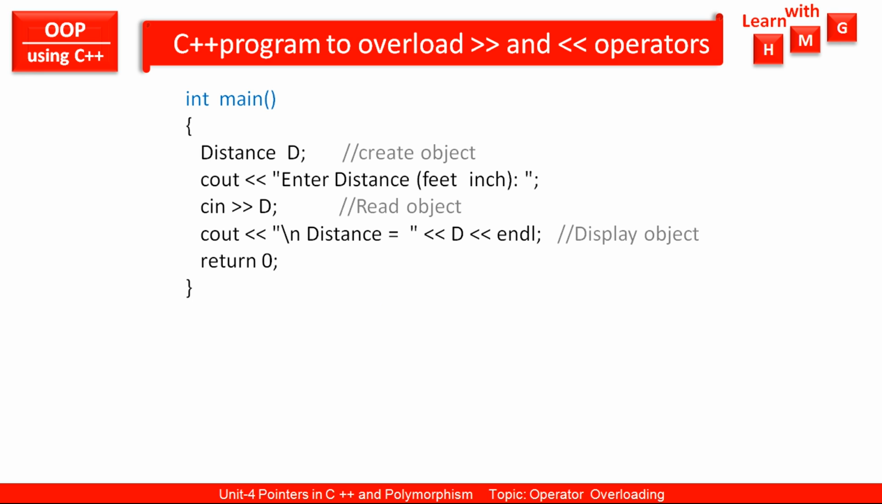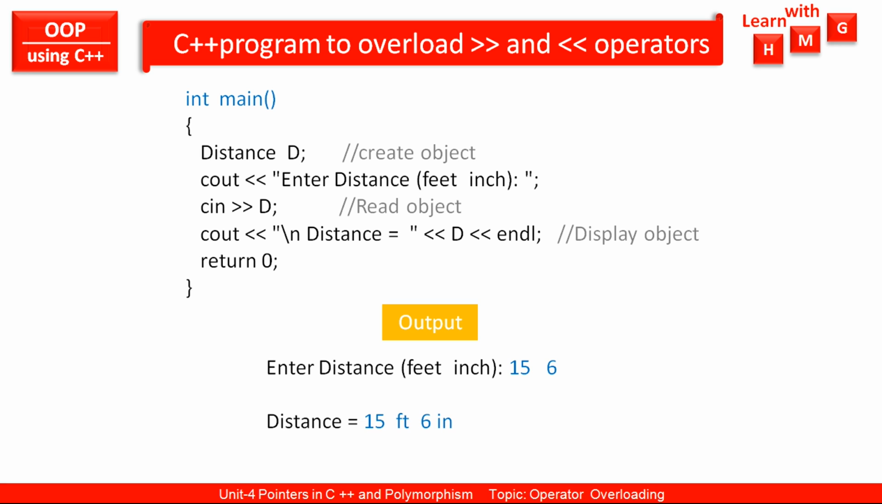Let us see, the output will be like this. Enter distance feet and inch. Suppose 15 is feet and 6 is the value of inch, and distance is equal to 15 feet 6 inch. So like this you will get the output. Let us have a demo of the same program in the Dev C++ compiler.